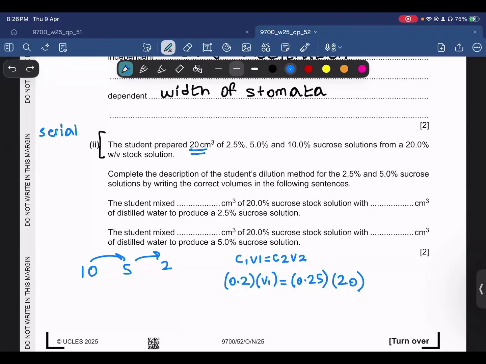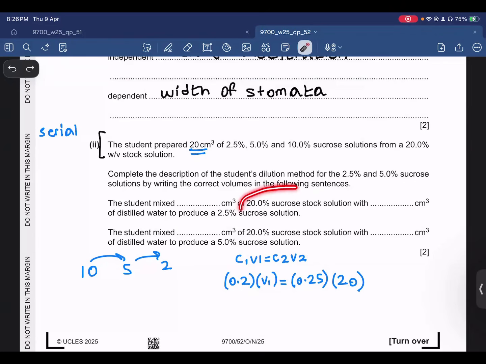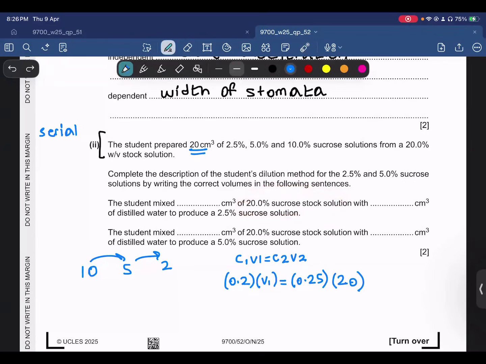Meaning, what amount of this percentage of stock solution are you going to take for the first solution? So basically, all you have to do is 0.25 times 20 over 0.2. 2.5, absolutely right. And if we have to make 20 centimeters, we will subtract 2.5 from it. How many cubic centimeters of distilled water?